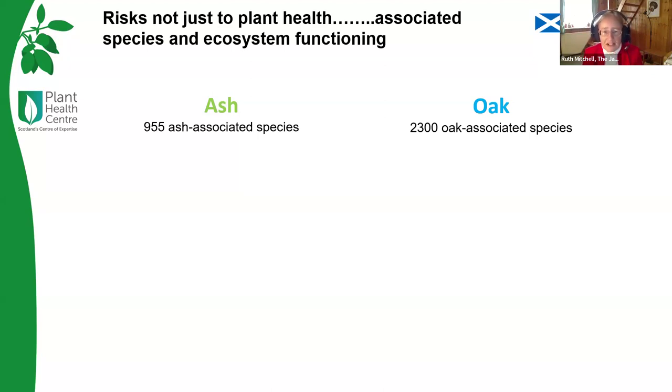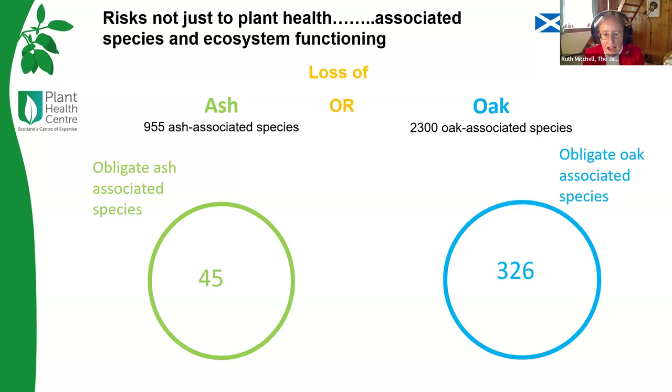So as Annie mentioned in her introduction, I started my interest in plant health looking at trees and tree-associated biodiversity. And in terms of our ash trees in the UK, they host 955 species, and our oak trees over 2,000. And of those, 45 of those ash-associated species are obligate, so they only occur on ash trees. So if you lose our ash, we're going to lose potentially 45 other species. See a decline in our oak trees, and we could see a decline in over 300 species.